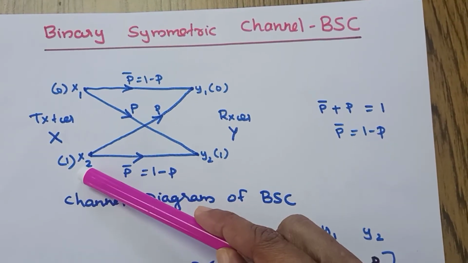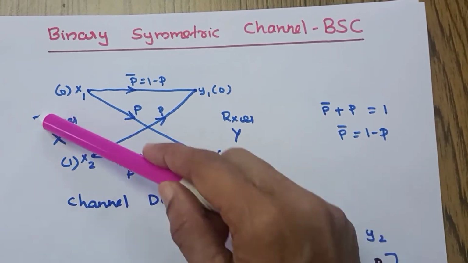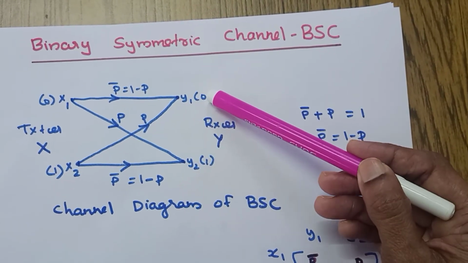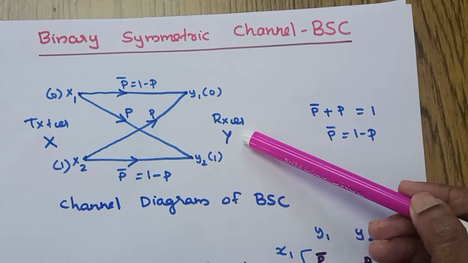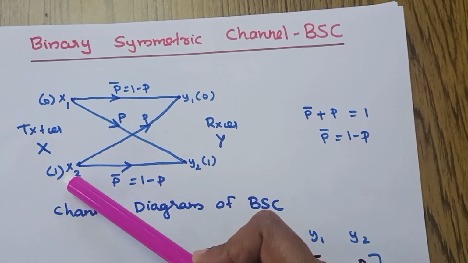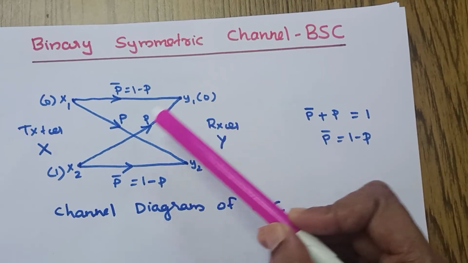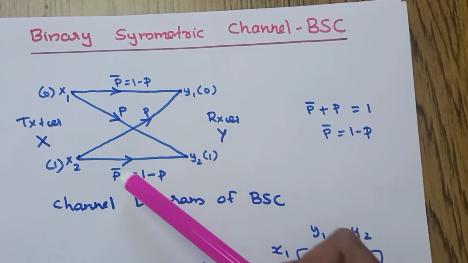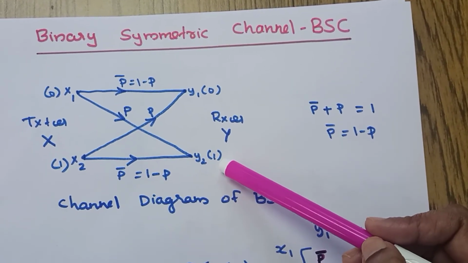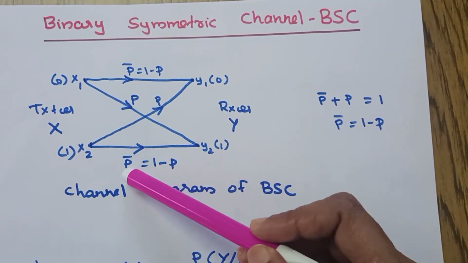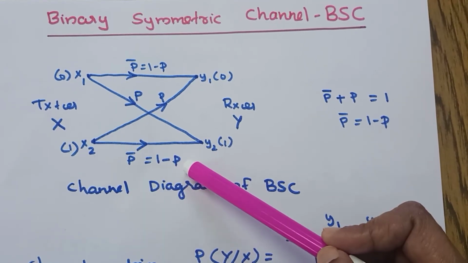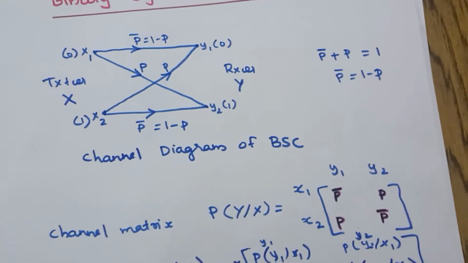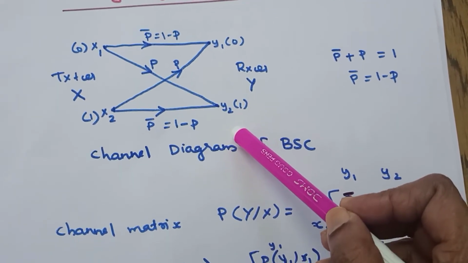Then, when 1 is transmitted at the transmitter side, there are two possibilities. We will get either 0 or 1 at the receiver side. When 1 is transmitted and 0 is received, that is incorrect, with the probability of error P. When 1 is transmitted and 1 is received, there is correct transmission with probability P bar, which is also equal to 1 minus P. This is the channel diagram of the BSC.